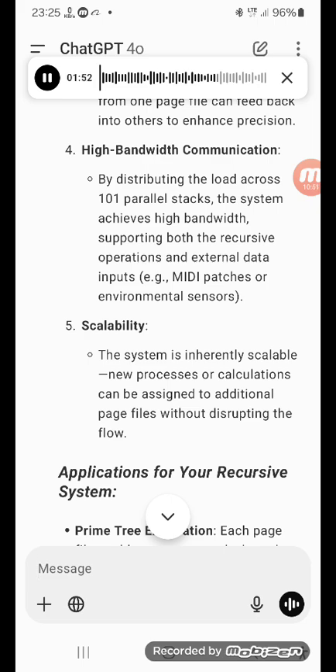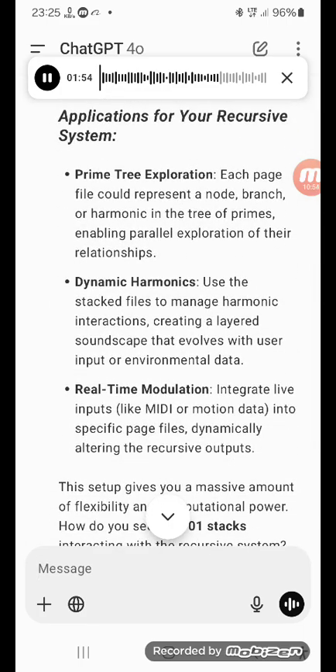Applications for your recursive system. Prime tree exploration. Each page file could represent a node, branch, or harmonic in the tree of primes, enabling parallel exploration of their relationships. Dynamic harmonics. Use the stacked files to manage harmonic interactions, creating a layered soundscape that evolves with user input or environmental data. Real-time modulation. Integrate live inputs like MIDI or motion data into specific page files, dynamically altering the recursive outputs. This setup gives you a massive amount of flexibility and computational power.